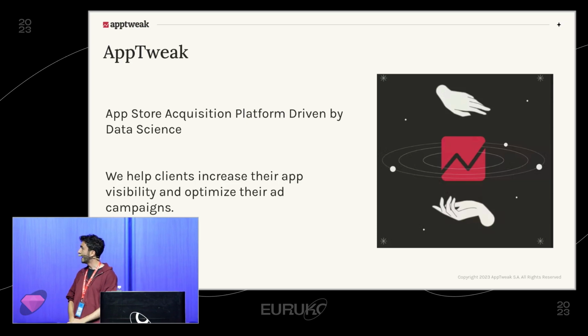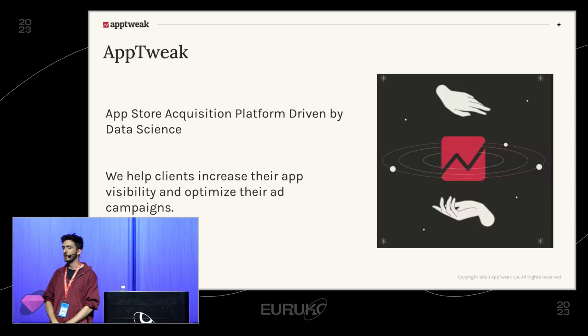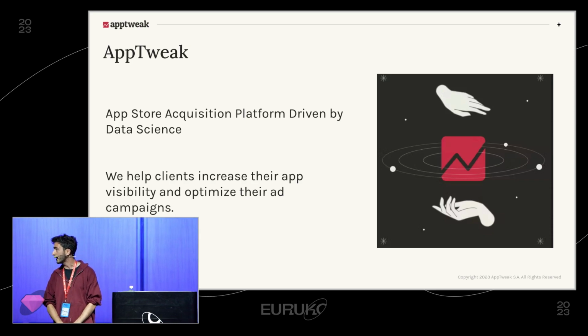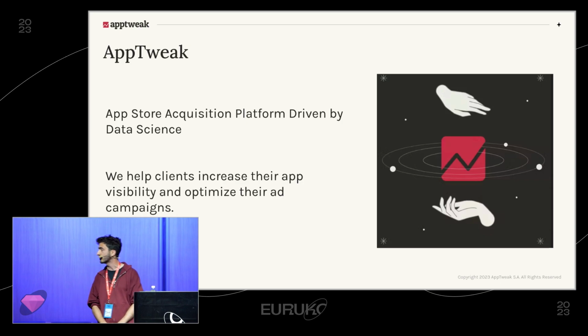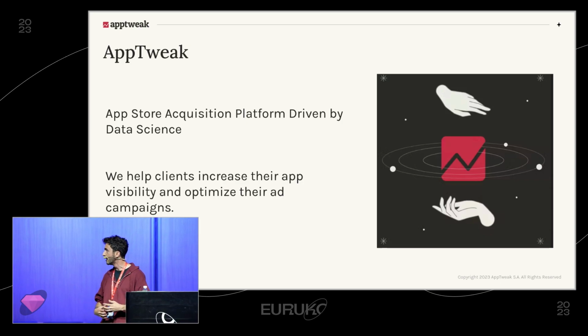Aptwick is an app store acquisition platform that is driven by data science. Essentially, what it means is that we help clients increase their app visibility to get more downloads, and we also help them optimize their ad campaigns.